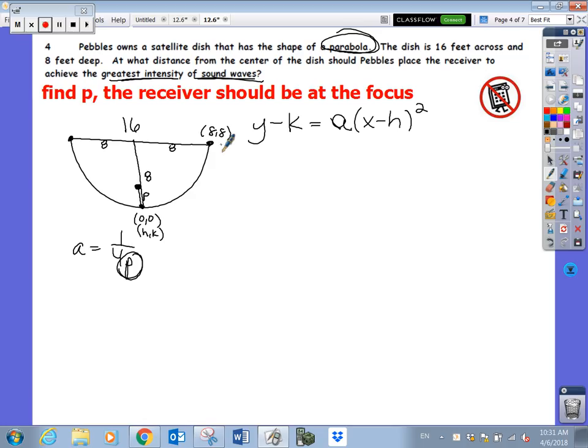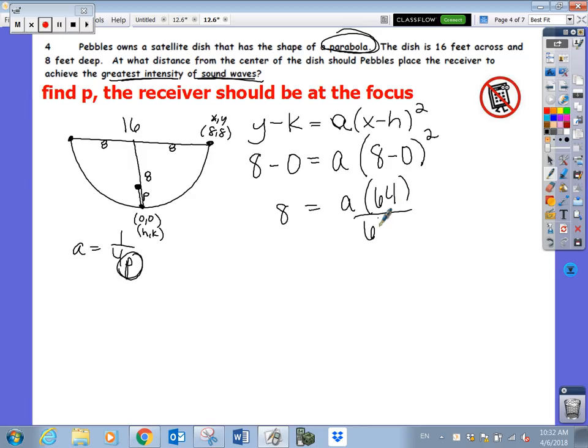Now I just plug everything in. This is my x and my y, and I solve for a. So y is equal to 8, minus k, which is 0. A is what we're looking for. x is 8, h is 0, squared. So 8 equals a times 8 squared, which is 64. Divide by 64. a is equal to 1/8. That's not your answer, that's a. We need to find p.